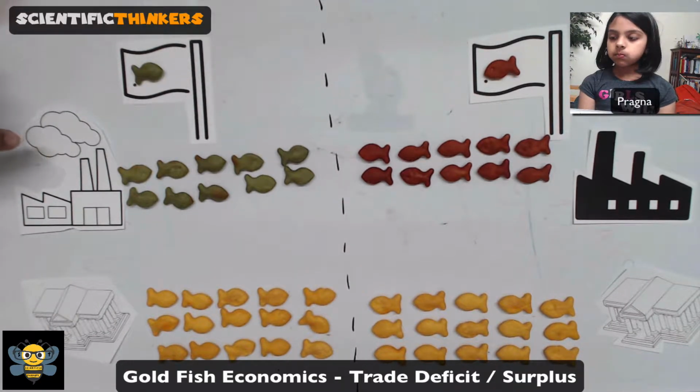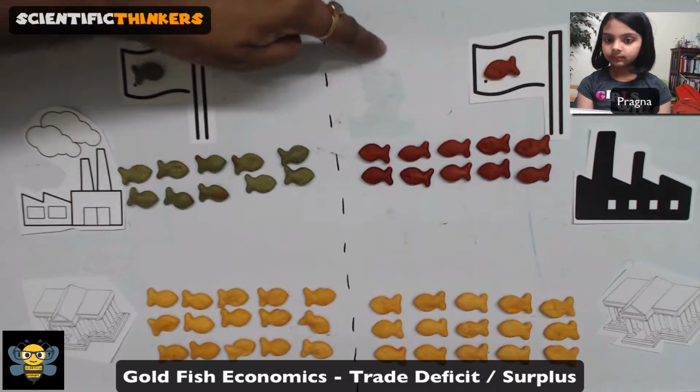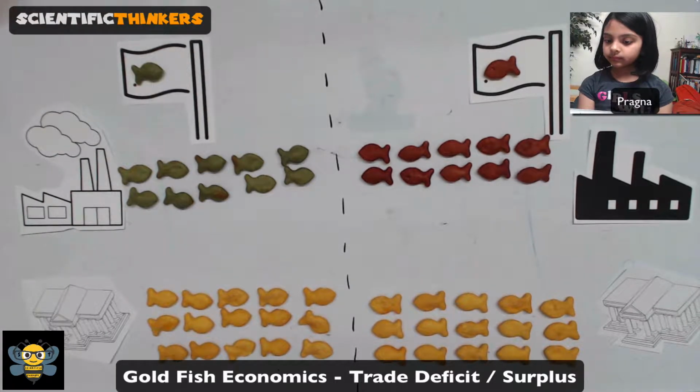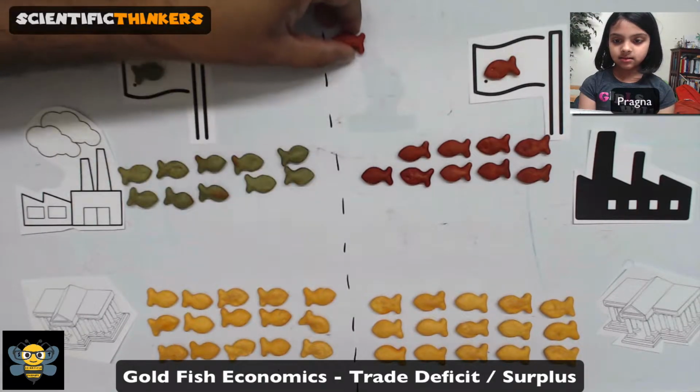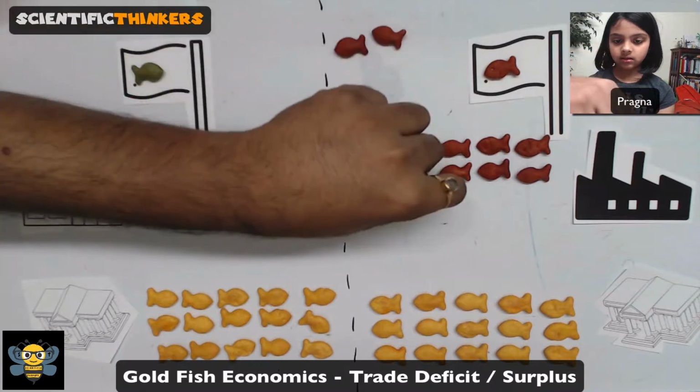This produces green fish products. This factory produces red fish products, right? So now we'll talk about red fish and green fish selling each other's stuff. So red fish says, hey green fish, I need 3 green fish, but I can only give you 2 red fish. Okay? So this guy says, okay, that sounds fun. Give me 2 red fish and I'll give you my 3.